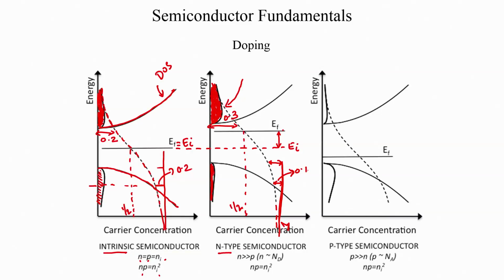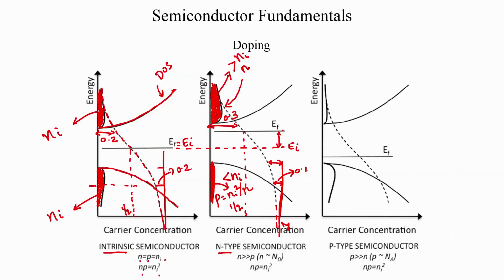The area under this curve, which is symbolizing the hole population, has now become less than the case of the intrinsic semiconductor. So in an intrinsic semiconductor, the hole concentration was Ni, the electron concentration was Ni. In an n type semiconductor, the electron concentration is greater than Ni, but the hole concentration has gone less than Ni. And how much less? If n is the electron concentration, the hole concentration has to be Ni square by n.